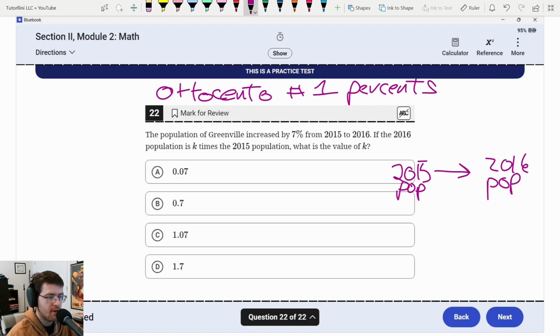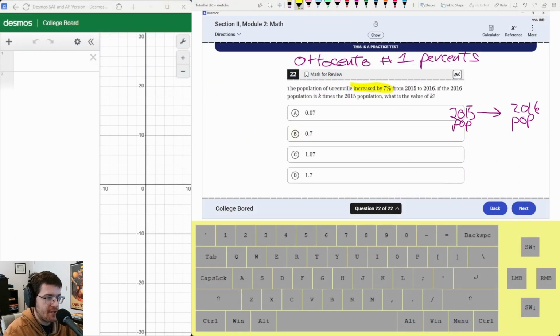Okay, question 22. I go over this in great detail in my Ottocento number 1 on percents and in my shorts on percents. So it's essentially just asking us for the percent multiplier for a 7% increase. For an increase, we do 1 plus p slash 100. For a decrease, we do 1 minus p slash 100. So we are going to do 1 plus, because it's an increase, 7 slash 100.